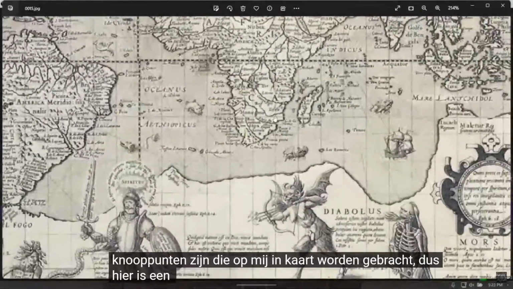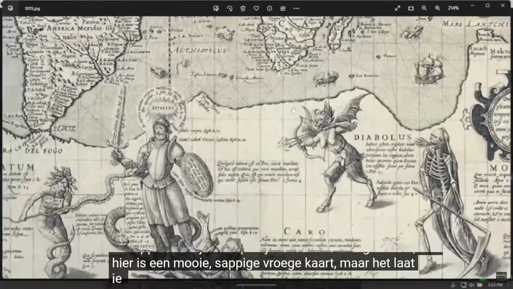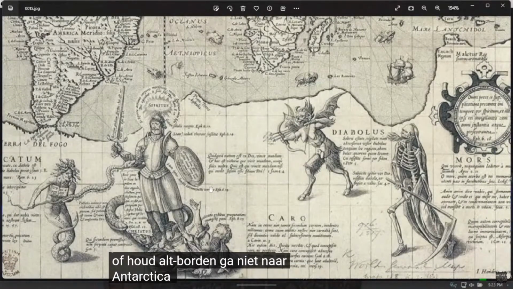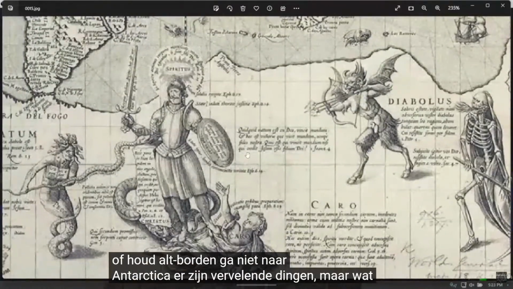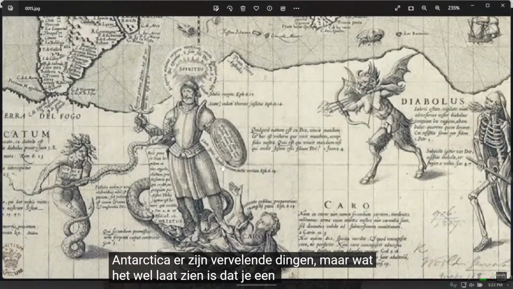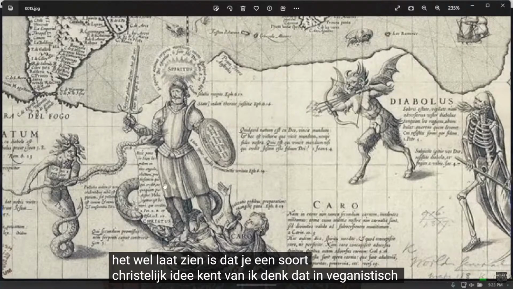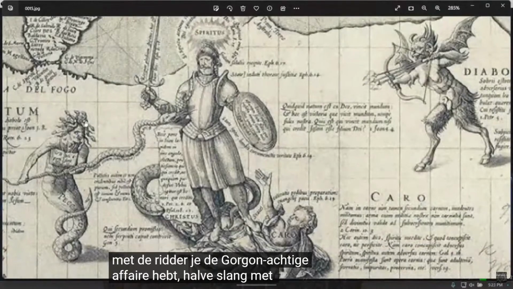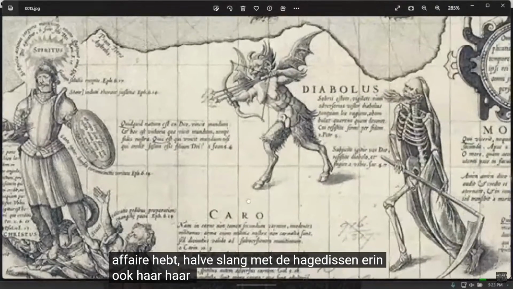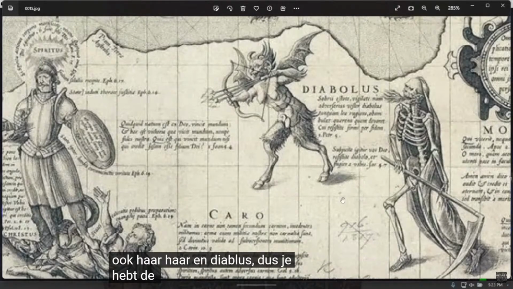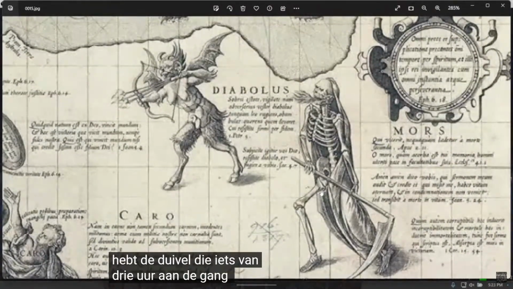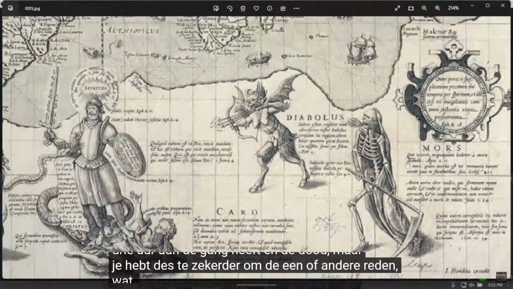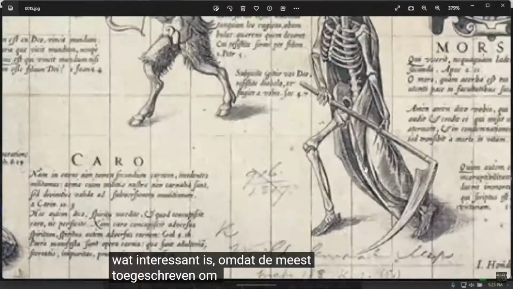So here's a nice juicy early map, but it shows you all of this going on. Now it's either keep out signs, don't go to Antarctica, there's nasty stuff, but what it does show is a sort of Christian idea of, I'm guessing, beating evil with the knight. You got the Gorgon type affair, half serpent with the lizards in her hair as well, and Diabolus, so you got the devil, who's got like a three-arrow thing going on, and death. But you got the Moors here for some reason, which is interesting because the Moors are attributed to being Tatarians.